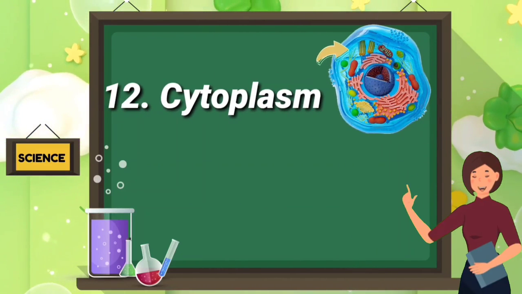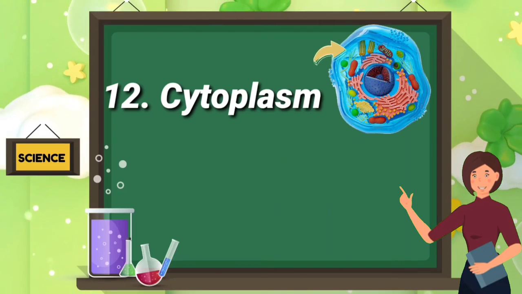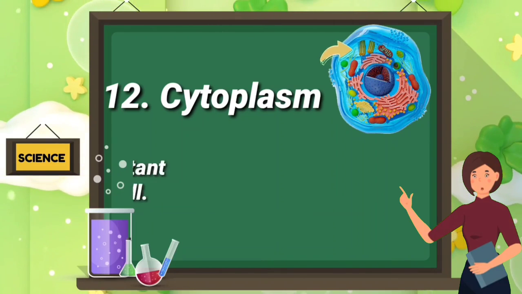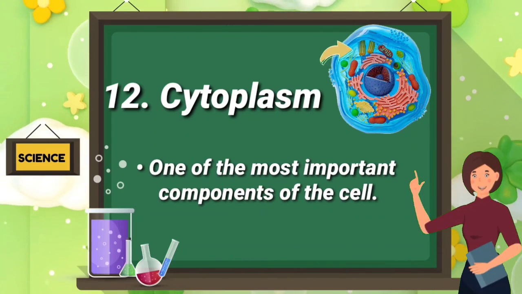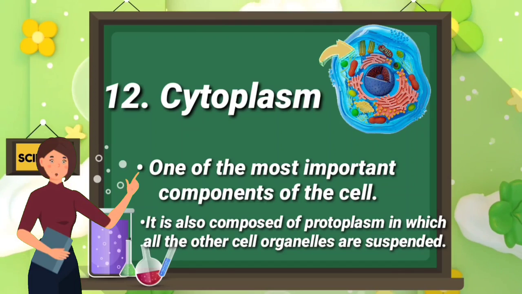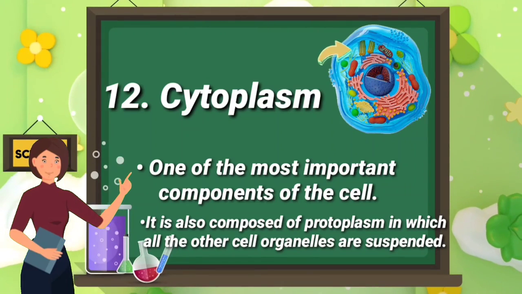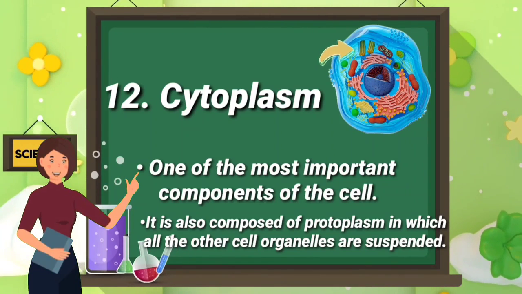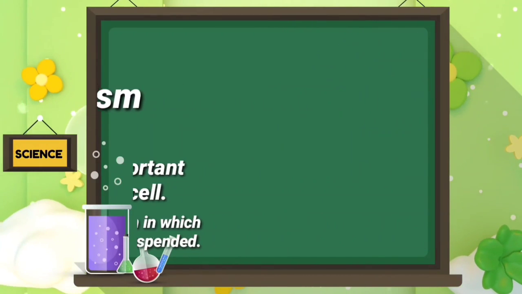Cytoplasm is not considered as an organelle in some books. However, it is one of the most important components of the cell. It is also composed of protoplasm, in which all the other cell organelles are suspended, and plays an important role in the movement of various materials around the cell.